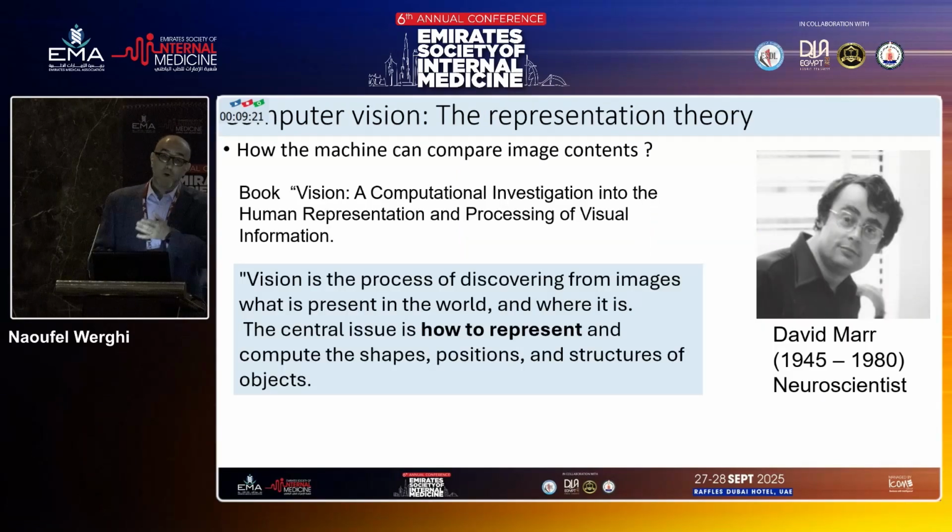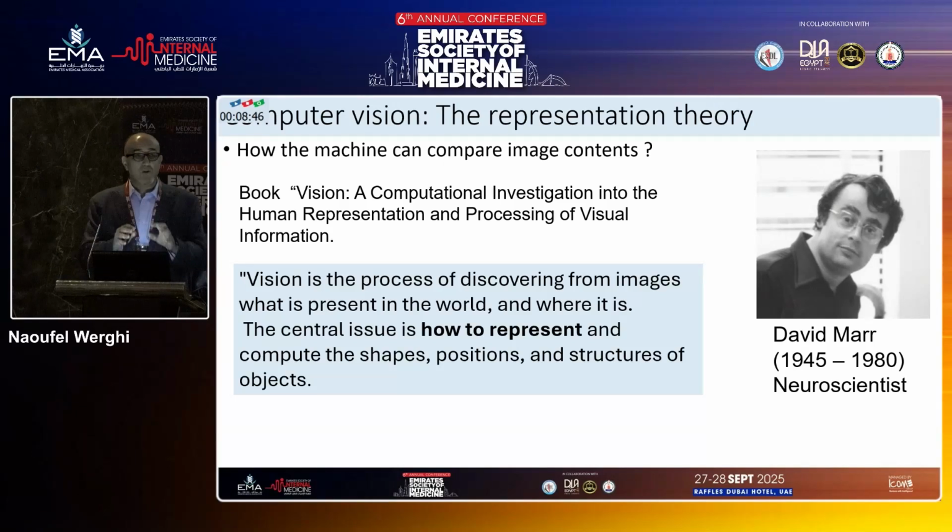To find a solution, we have to go back to the root, to the origins, and to this guy called David Marr. David Marr is the founder, if you wish, of computer vision. And even though he died at an early age, about 35 years old, his legacy and his vision are still shaping research in computer vision. In his book, which I got the chance to read during my PhD, he describes the process of visual perception. And by the way, he was a neuroscientist, not a computer scientist.